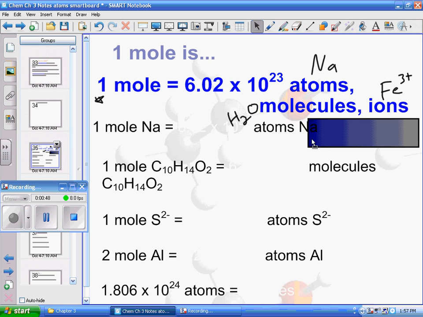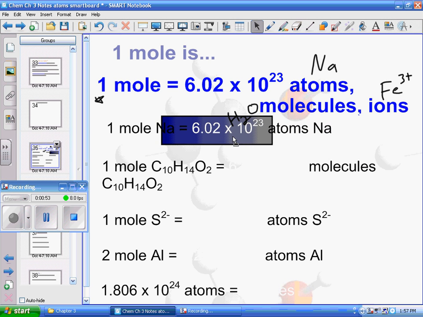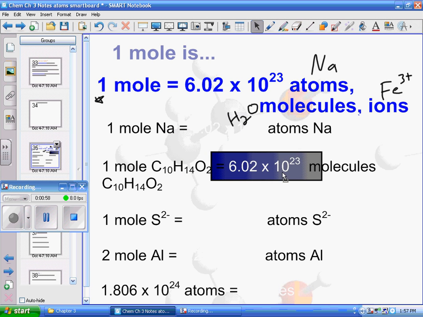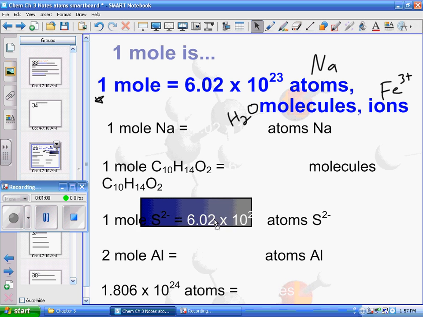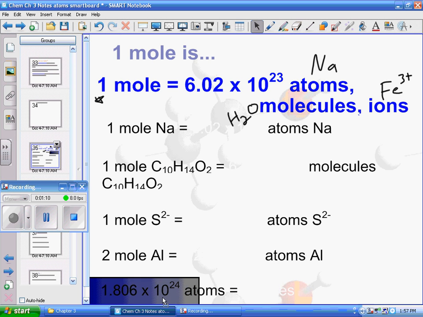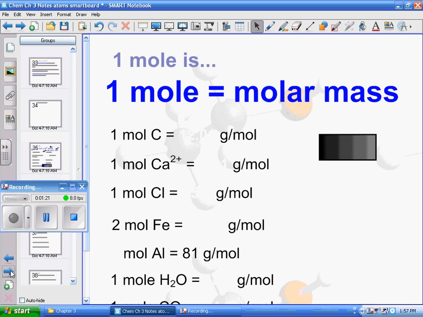A mole of anything is going to be the 6.02 times 10 to the 23rd atoms of sodium. A mole of this humongous molecule is also 6.02 times 10 to the 23rd. A mole of an ion is 6.02 times 10 to the 23rd, and if I have 2, then I'm just going to double it. And if I have 1.8 times 10 to the 24th, that's actually 3 moles of those atoms. So a mole is equal to a number of particles. It's an extremely large number of particles, but it is that 6.02 times 10 to the 23rd number.